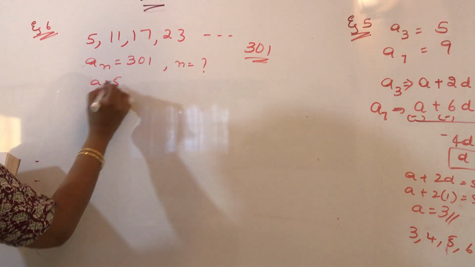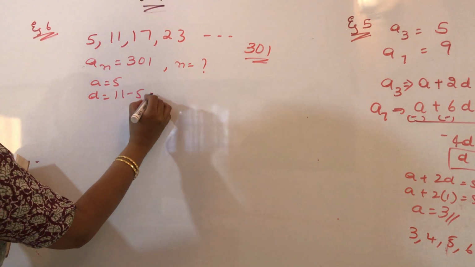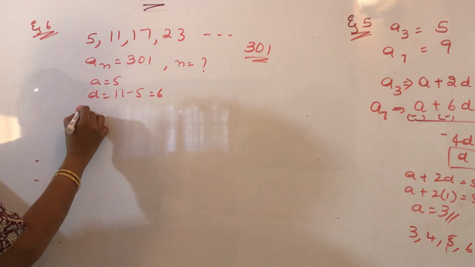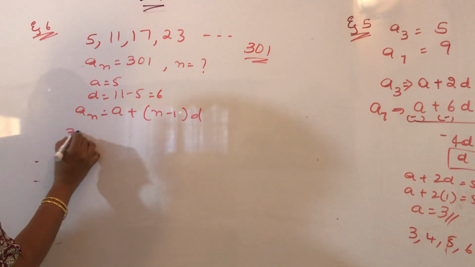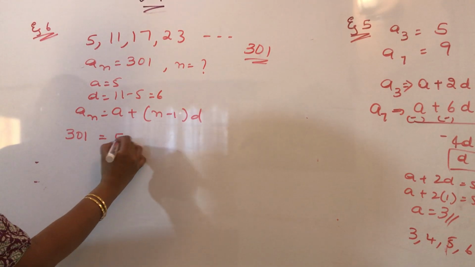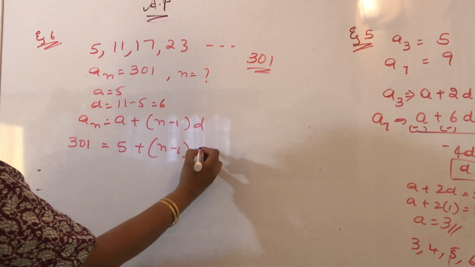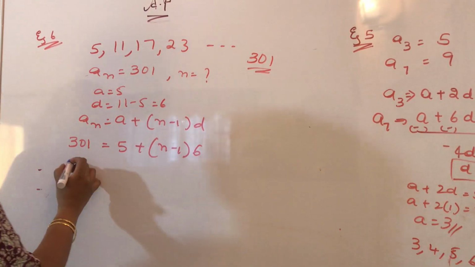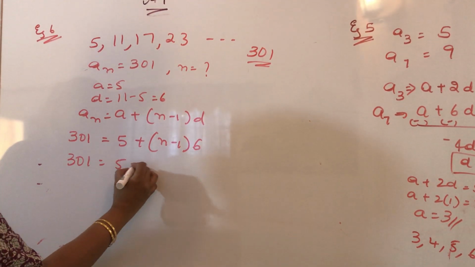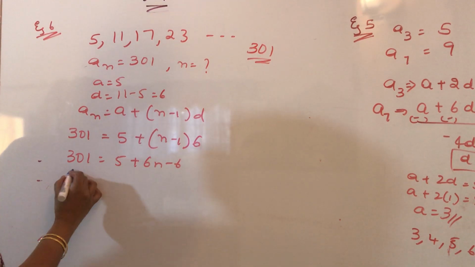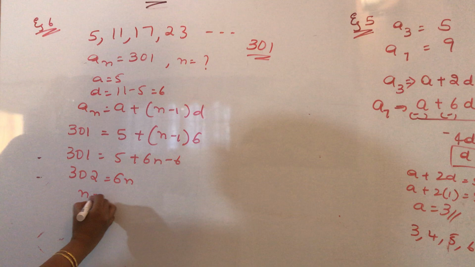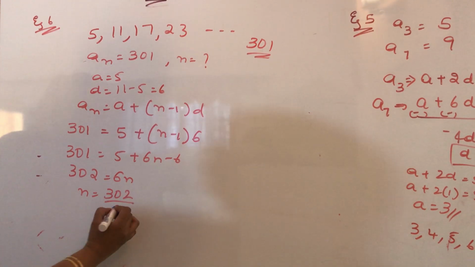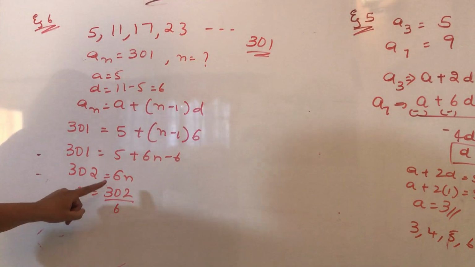So A is 5, D is 11 minus 5, which is 6. Same formula: A of n is equal to A plus (n minus 1) into D. So 301 is equal to 5 plus (n minus 1) into 6, where n is unknown and you have to find it. So 301 is equal to 5 plus 6n minus 6. 302 is equal to 6n. Now look here, 6 will exactly divide 300.